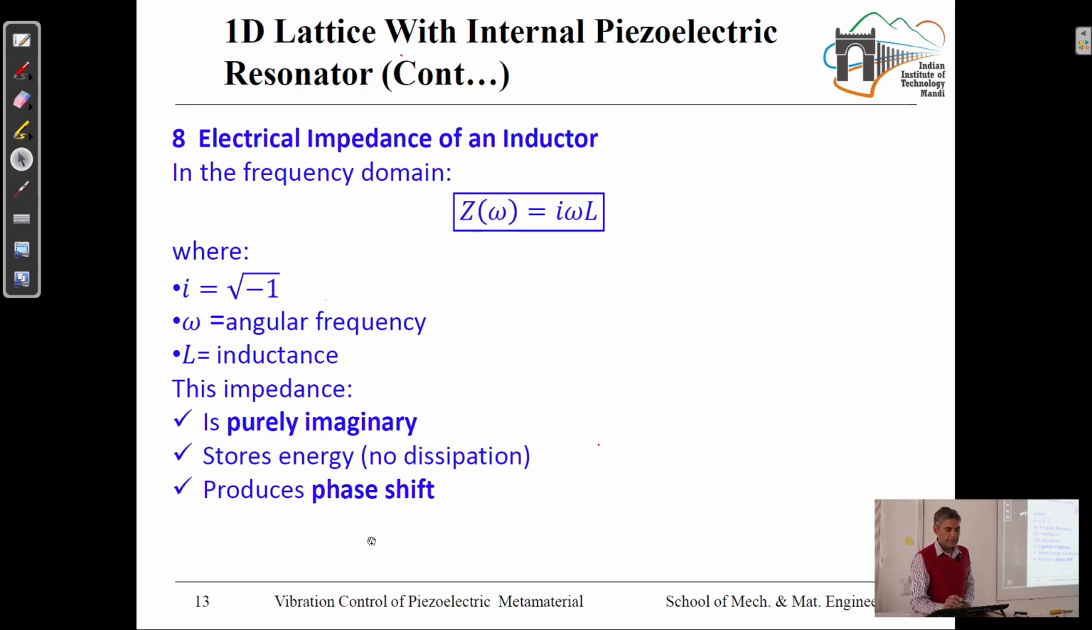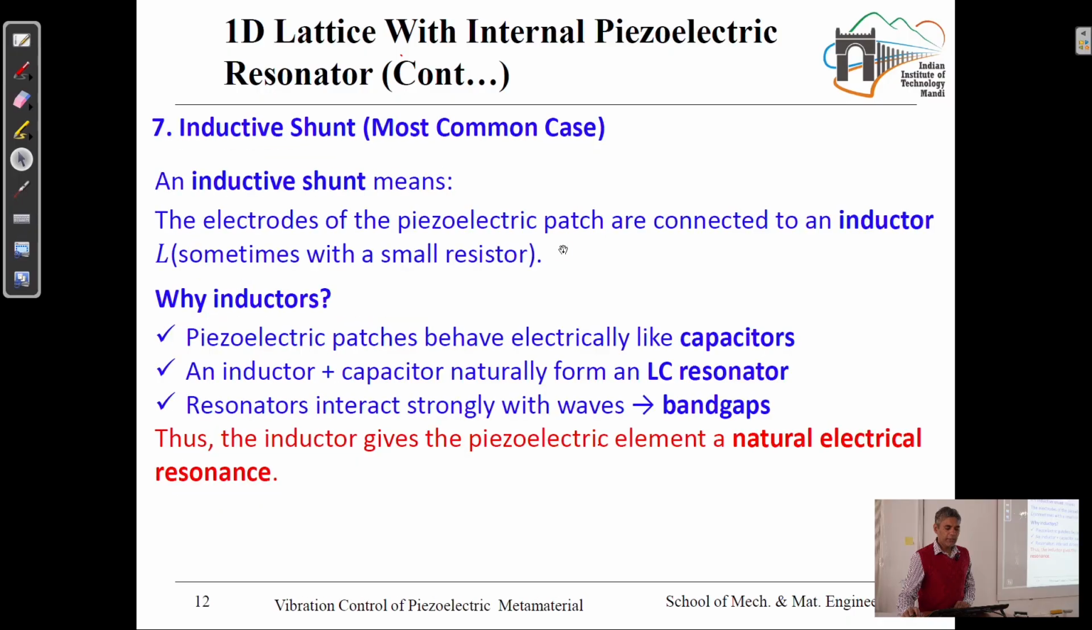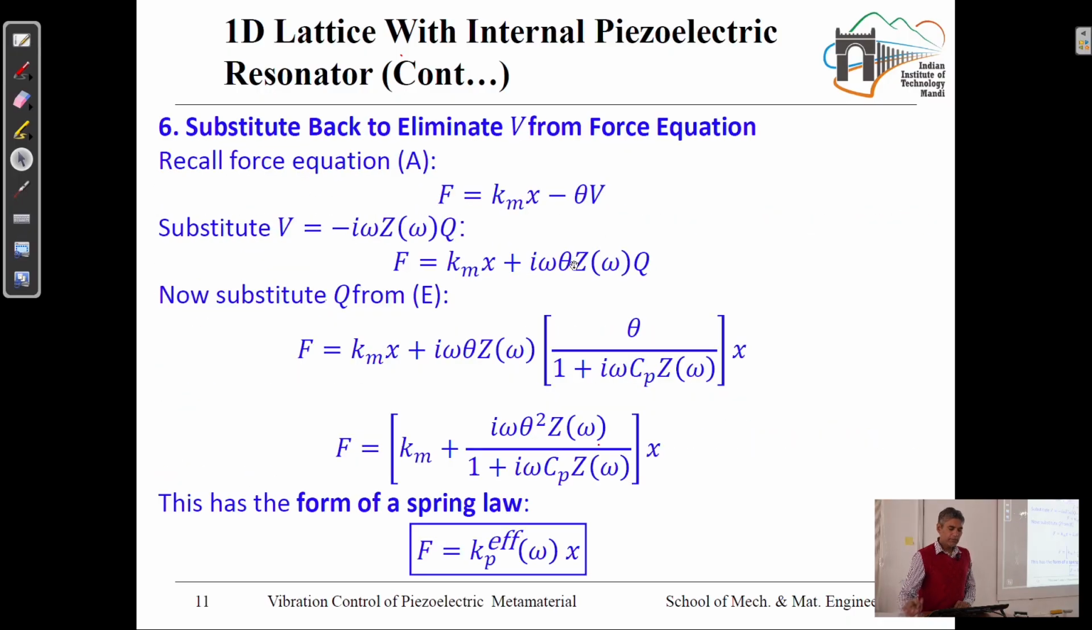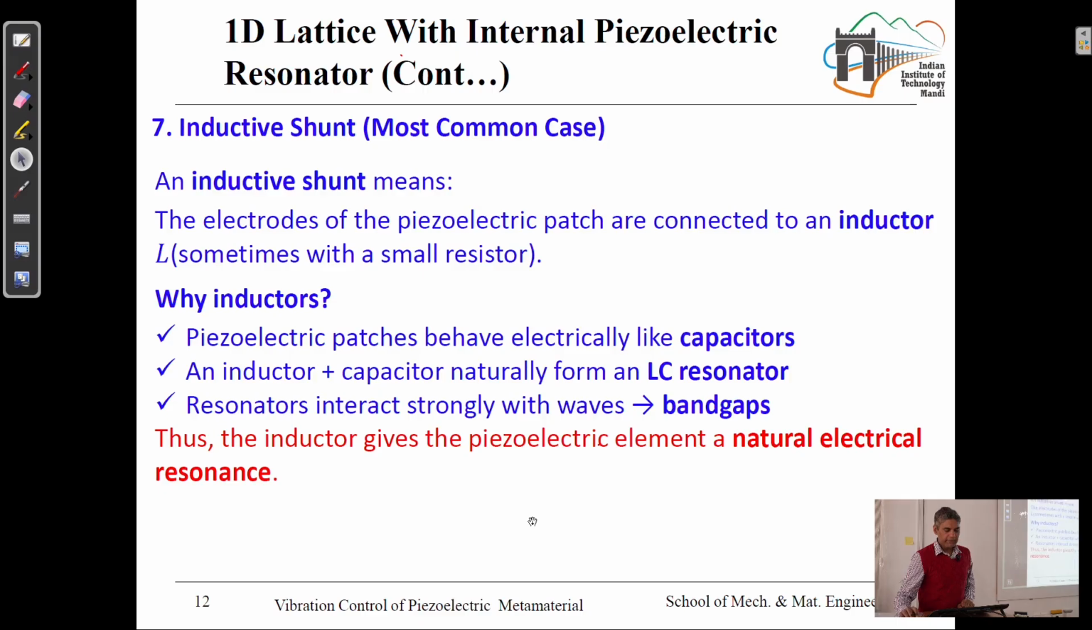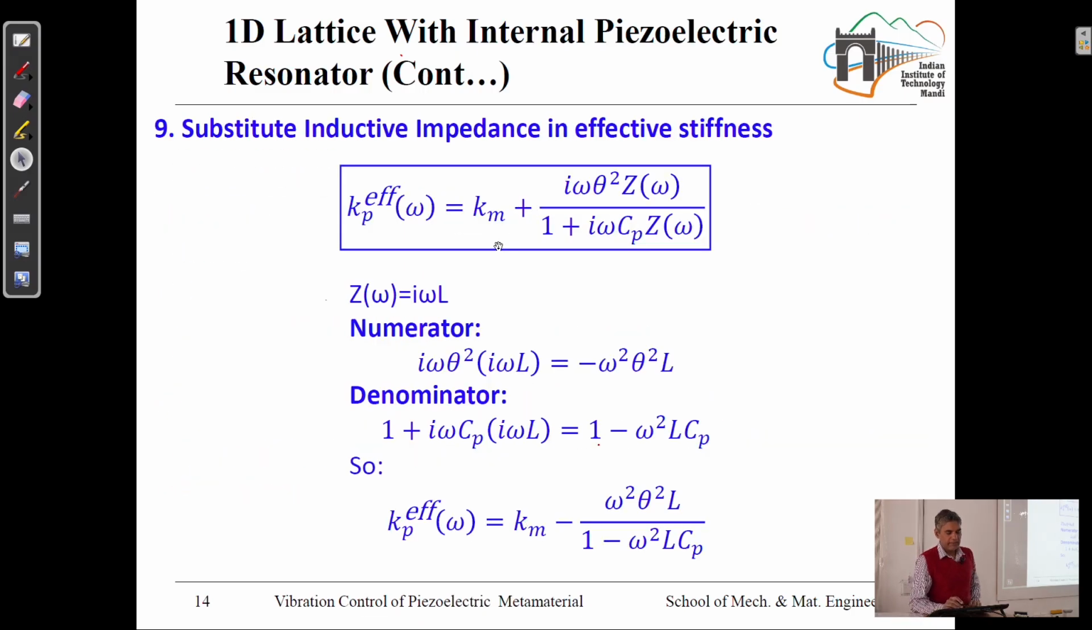Once we have this value of Z omega in terms of the frequency domain, we can substitute this value here to determine the Kp. Kp effective is equal to this value Km plus this whole term. Put the value of Z here. Depending on what shunt you are taking, accordingly you will have Z. The Z is the resultant impedance of the shunt. So we can put the value of Z here to determine the Kp effective, and hence Kp effective is this Km plus I omega Z squared Z omega.